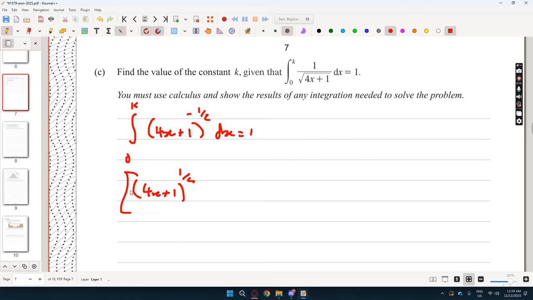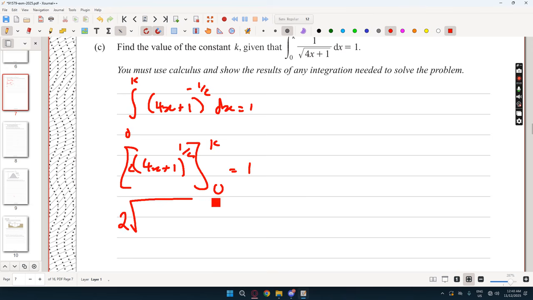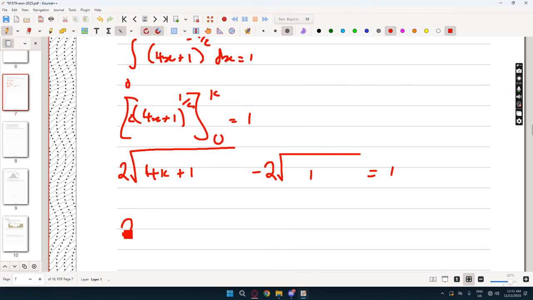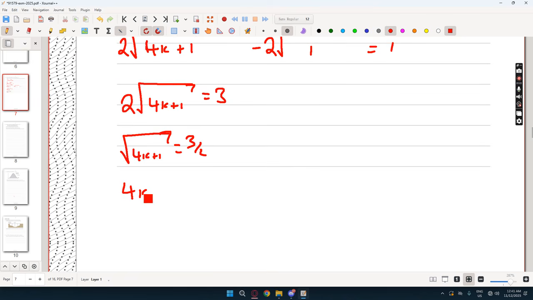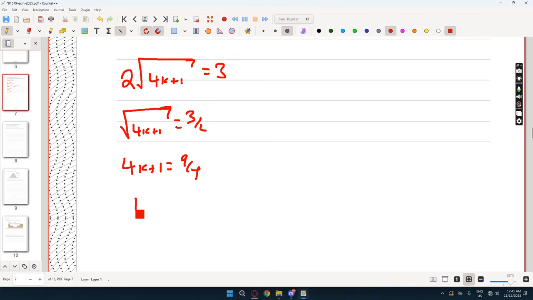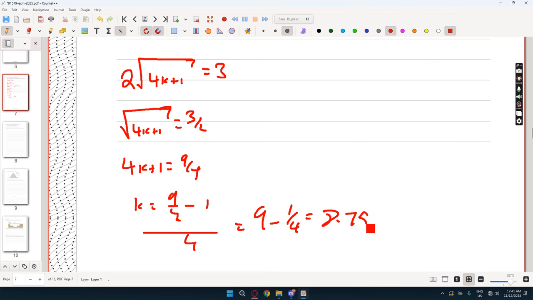Half divided by a half, that's times 2, from k to 0 equals 1. So 2 lots of square root 4k plus 1 minus 2 lots of the square root of 1 equals 1. So 2 lots square root 4k plus 1 equals 3. Square root 4k plus 1 equals 3 halves. So 4k plus 1 equals 9 quarters. So k equals 9 quarters minus 1, divided by 4. 9 minus a quarter. 8.75, I hope.